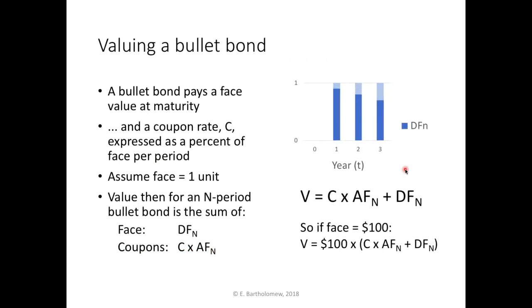Now, we've looked at before valuing a bullet bond simply based on discount factors, but we can use the annuity factor to make the equation even simpler by recognizing that the coupons themselves are an annuity. So if we multiply the coupon by the annuity factor, and then we add the value of the final bullet payment, we get the value of the bond. So if face value is $100 and we have a coupon rate, we multiply that by the annuity factor, and then we add to that the discount factor, which represents the value of the final principal payment.